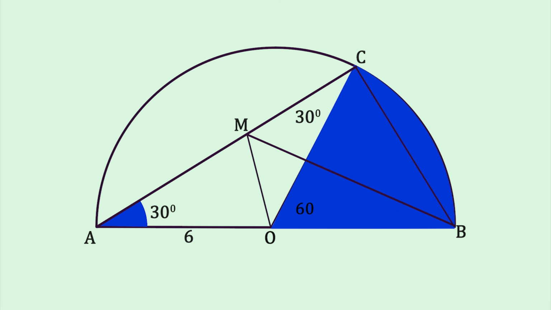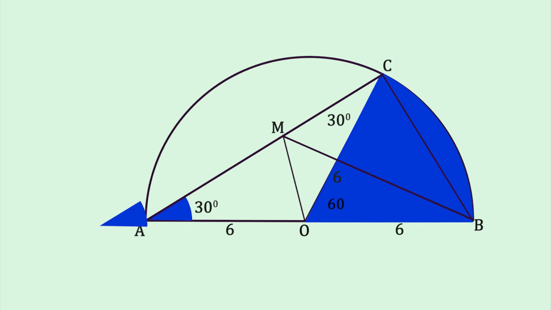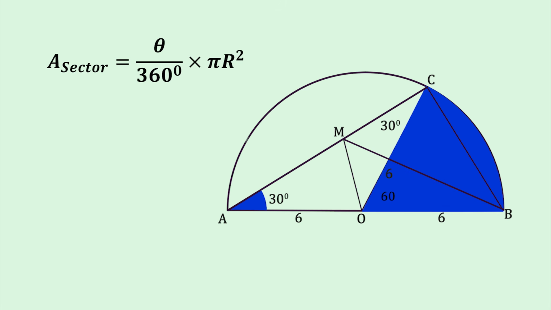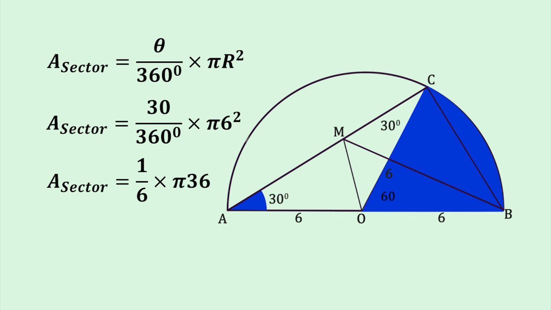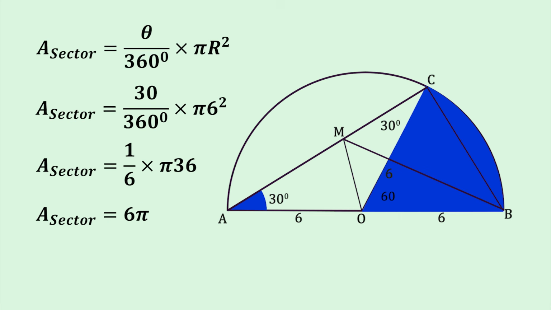We know the radius of this sector is 6, and its angle is 60 degrees. The formula for the area of a sector is n divided by 360 times pi times r squared, where n is the angle and r is the radius. Plugging in our values, we get 60 divided by 360 times pi times 6 squared. This simplifies to 1 over 6 times pi times 36. The 6 and 36 cancel out, leaving us with an area of 6 pi. So the area of that complex shape is exactly 6 pi.